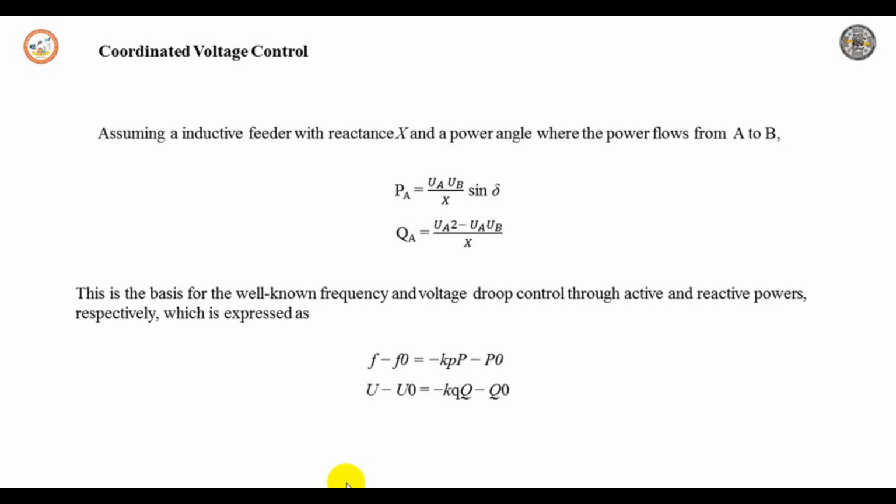So this is the basis for the well-known frequency and voltage droop control through active and reactive power respectively, which is expressed as F minus F naught equals minus Kp times P minus P naught, and U minus U naught equals Kq times Q minus Q naught, where F naught, U naught, P naught and Q naught are the normal operating points. So they are initially assumed to be zero.